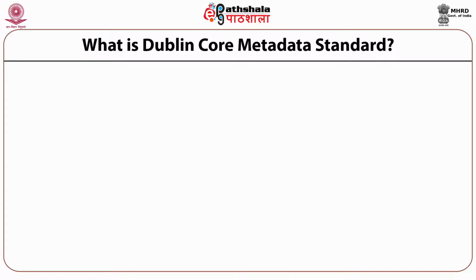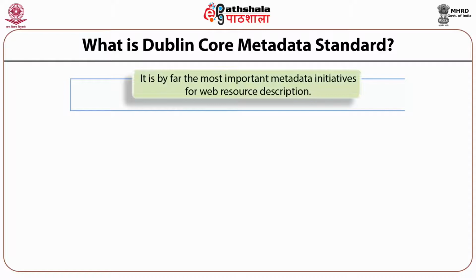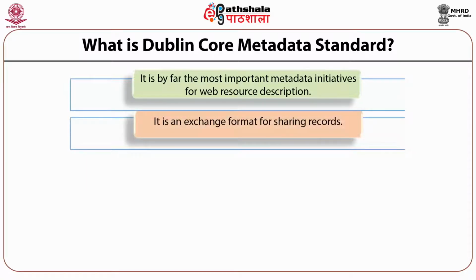What is the Dublin Core metadata standard? It is the most important metadata initiative for web resources description. So, it is basically useful for describing web resources. Be clear in your mind: it is not helpful for the description of books and journals. They devised it keeping in mind the description of web resources.